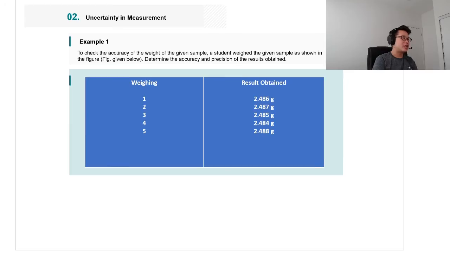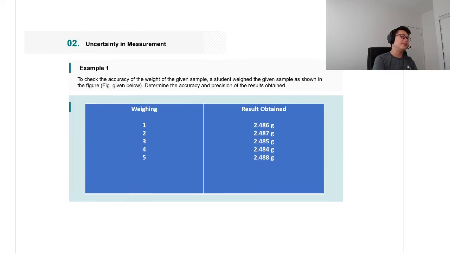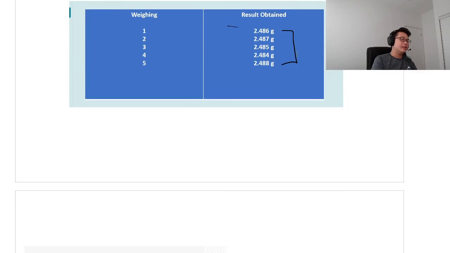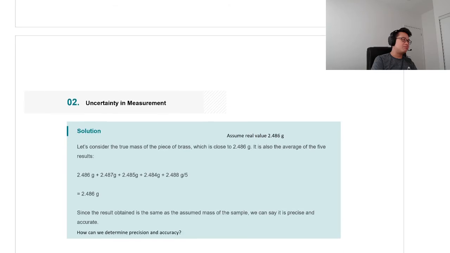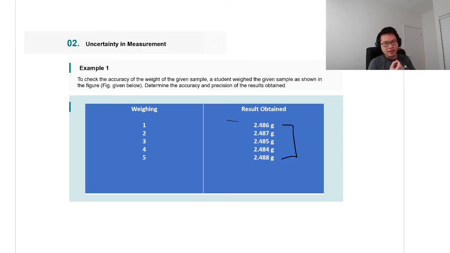Okay, so let's check if you fully understand that. First of all, we have example 1. We are doing a measurement of, for example, a ball, a crib, anything like that. You're going to measure a sample 5 times, and you obtain 5 different measurements over here, 2.486 to 2.488. Can you comment on whether it's accurate or precise? And also try to determine the accuracy and precision.